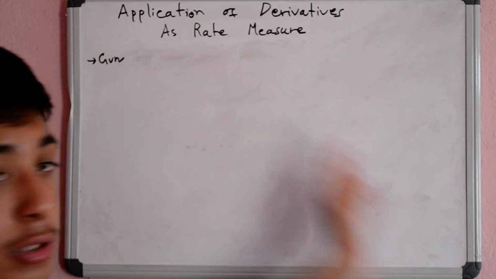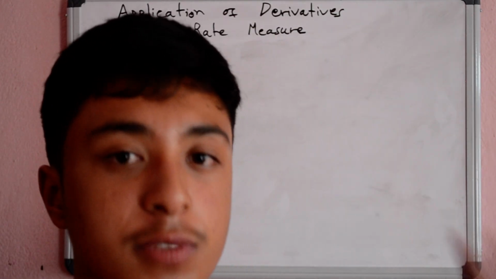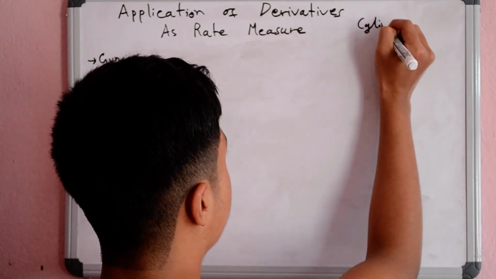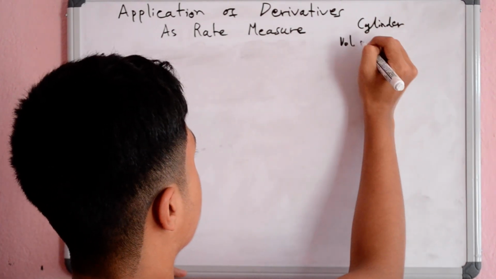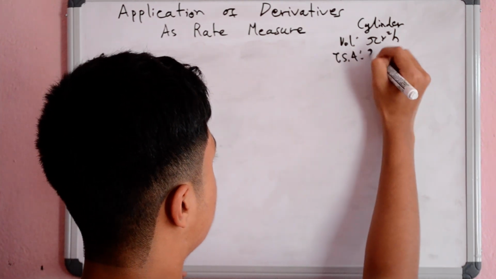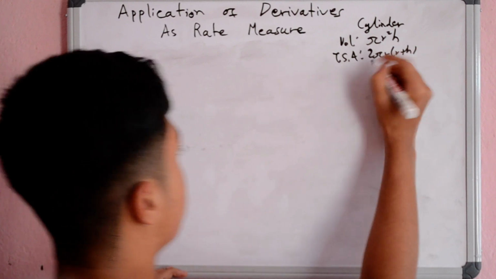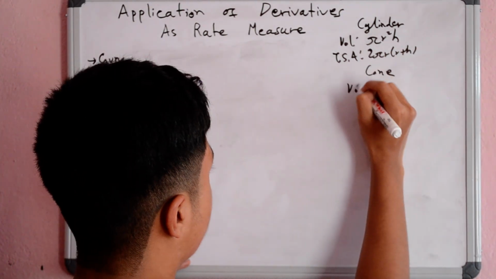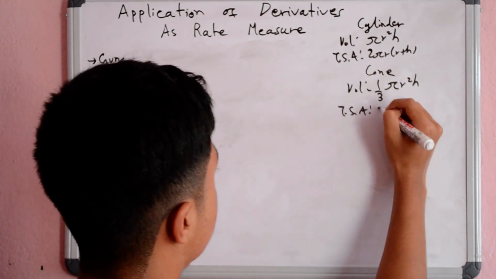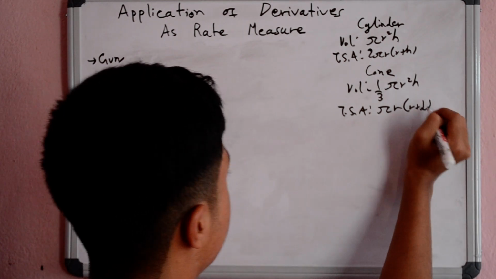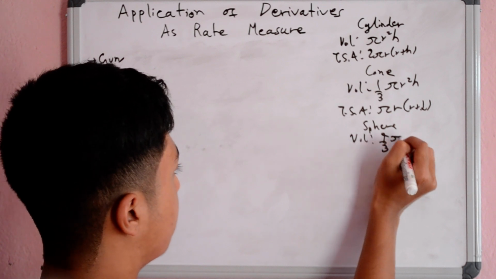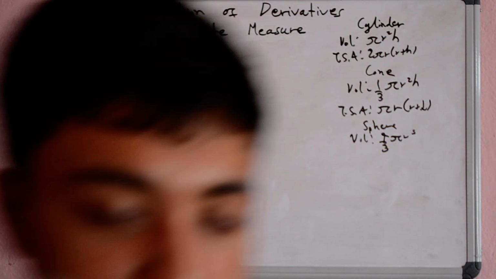So for this chapter, you'll need some formulas like volume of some shapes and TSA of some shapes. So I'll write for cylinder, the volume is pi r square h and the TSA is 2 pi r (r plus h). For cone, volume is 1 by 3 pi r square h and TSA is pi r (r plus L). And for sphere, the volume is 4 by 3 pi r cube. You don't really need the TSA for this exercise.